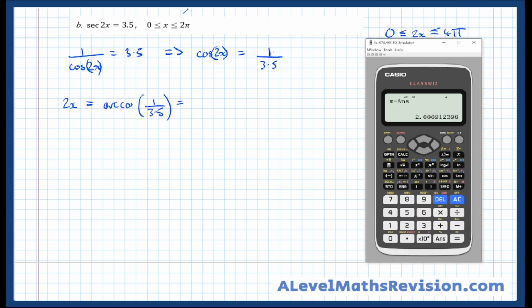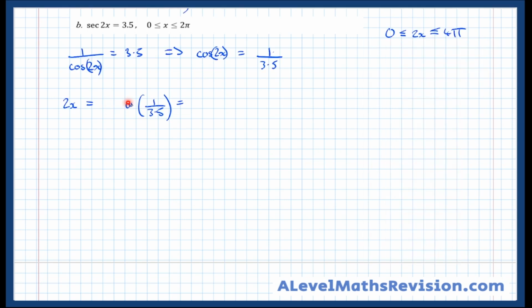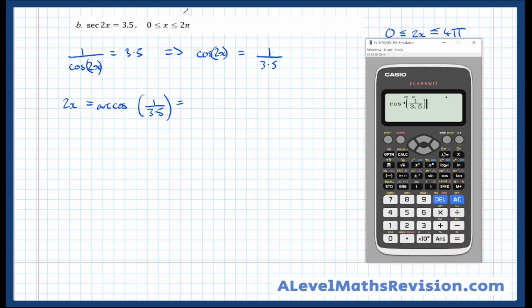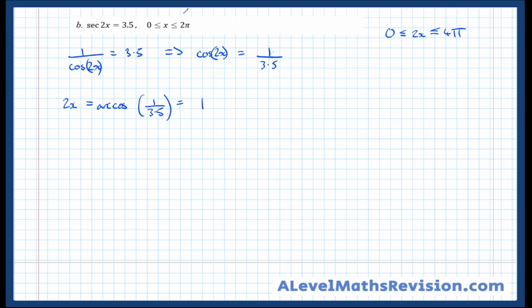So let's work that out. The arc cos of 1 over 3.5. Arc cos, not much different actually, is it? Fair enough. Arc cos of 1 over 3.5, which is 1.281.